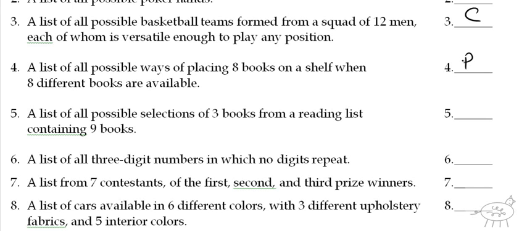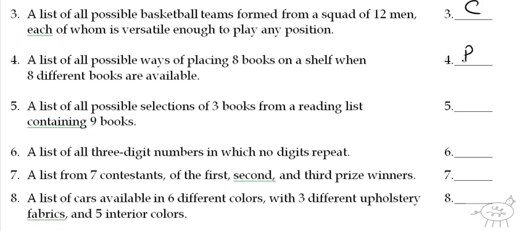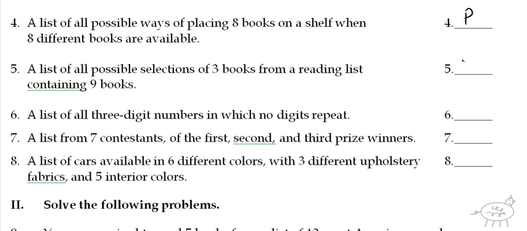So it's permutation. Number 5, a list of all possible selections of 3 books from a reading list containing 9 books. So am I ordering it? If I have books A, B, and C, am I saying I'm reading book A first, then B, then C? Or am I saying I just need 3 books? That's what I'm doing. I'm saying I just need 3 books. So there's no order involved here. It's just a group of books that I'm gathering. So that is a combination.